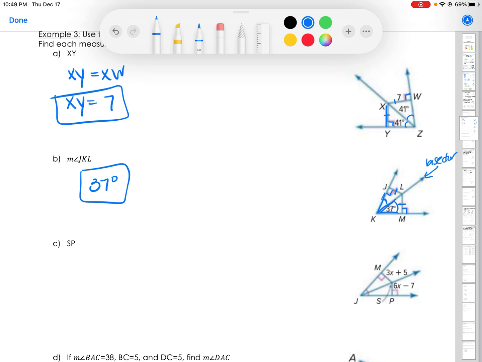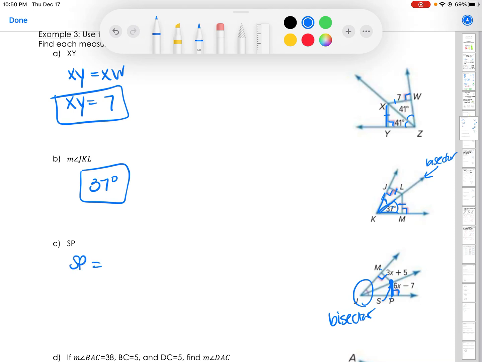And then in the next one, we want to know what is SP. It's kind of difficult to see, but there's an arrow pointing. This is S right here. So SP is this portion right here. Now we see these marks, which mean that it's a bisector. We see these perpendicular marks. So that means that MS and SP are going to be congruent to each other.